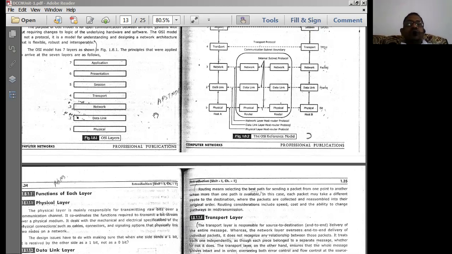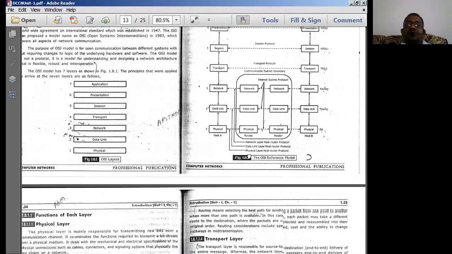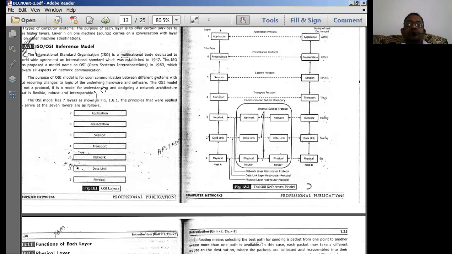At the destination we start with the physical layer, then the data link layer, network layer, transport layer, session layer, presentation layer, and application layer. Like this, the data is transferred. For example, if a source computer is transmitting data, an email, or any file to the destination computer, say we are transmitting an email from the source computer to the destination computer.